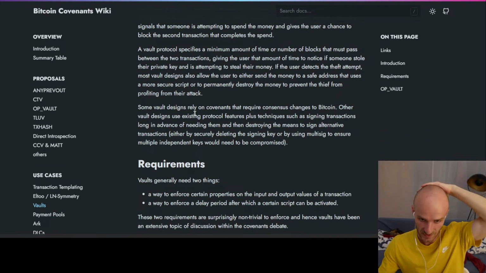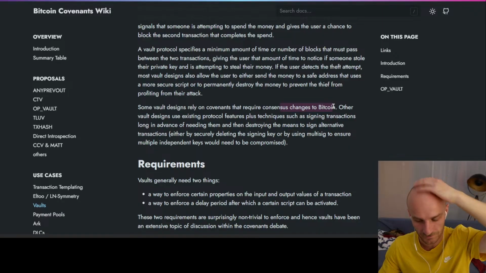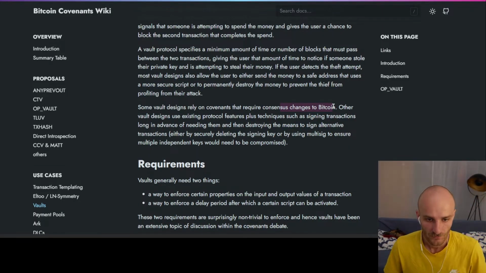Some vault designs rely on covenants that require a consensus change to Bitcoin. Other vault designs use existing protocol features plus techniques such as signing transactions long in advance of needing them and then destroying the means to sign alternative transactions.